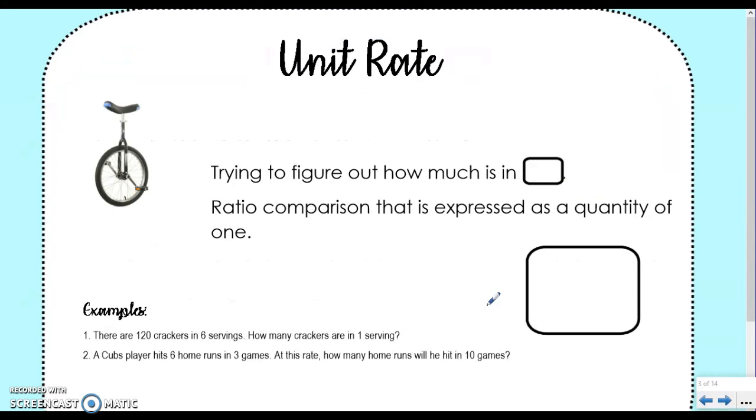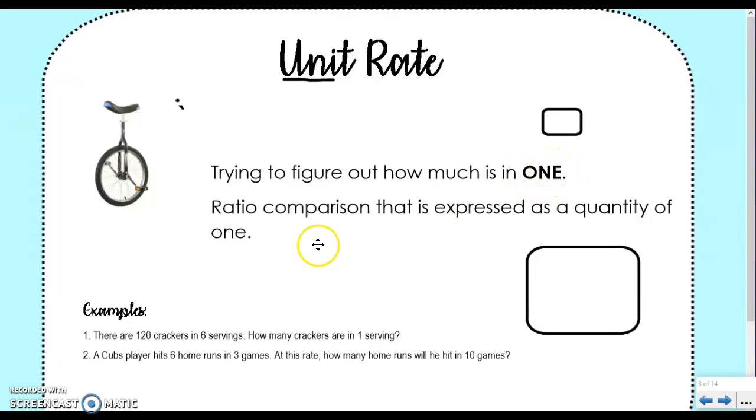All right, so today, like I mentioned before, we're going to be talking about unit rates. Okay, a unit rate, when you look at the word unit, I always think of the word uni for a unicycle, okay, or a unicorn. But what do we know about a unicycle or a unicorn? They have one wheel, right, or one horn. So you're always trying to figure out how much is in one. So go ahead and put 1 in your blank space on your notes, okay?